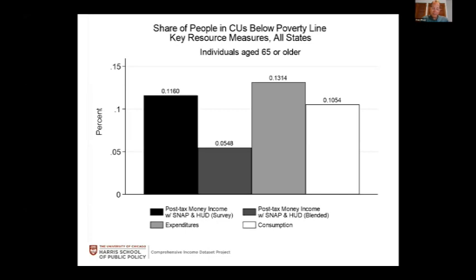Better income measures and consumption measures tend to show lower poverty rates for older Americans. In Meyer and Wu, we see similar large declines from incorporating administrative data in other household surveys.